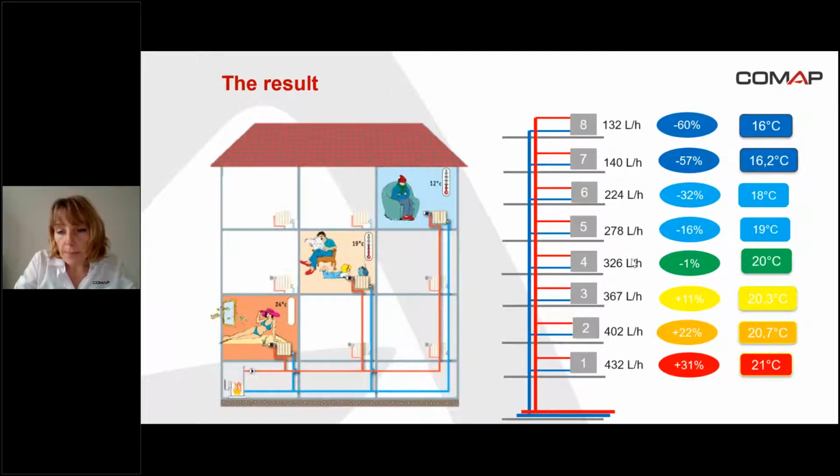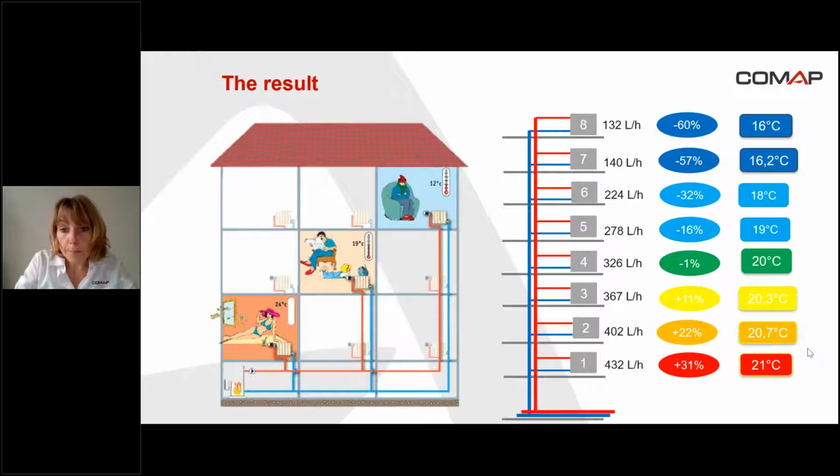At the same time, at floor number 4, for example, the flow is nearly the flow expected, so the temperature is correct, 20 degrees in the apartment, and the tenant is comfortable. And at the first floor, there is a higher flow than expected, 31% higher, and the temperature is getting higher. You can see here that between the top and the bottom of the building, there are 5 degrees of difference. That's the consequence when the network is not balanced.